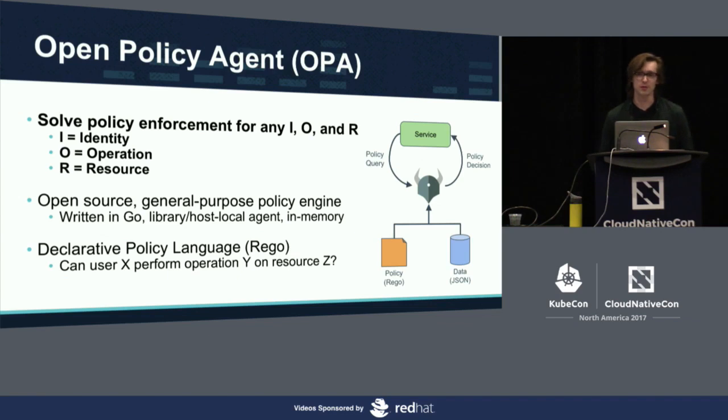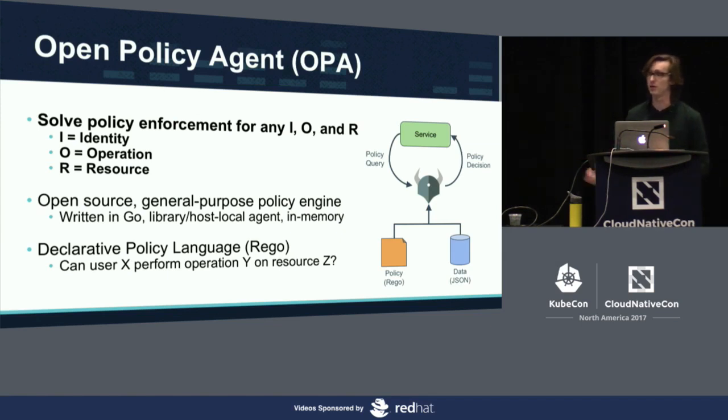Now, OPA itself is implemented in Go, and it's designed to be as lightweight as possible. So you can run it as a sidecar next to your application, or you can run it as a host-level daemon, or you can embed it directly into your application as a library, just like Netflix is doing. Now, I said it's lightweight, and the reason for that is that basically all of the policies and data that OPA uses for evaluation are kept in memory. So it doesn't introduce any kind of runtime dependencies at deployment time.